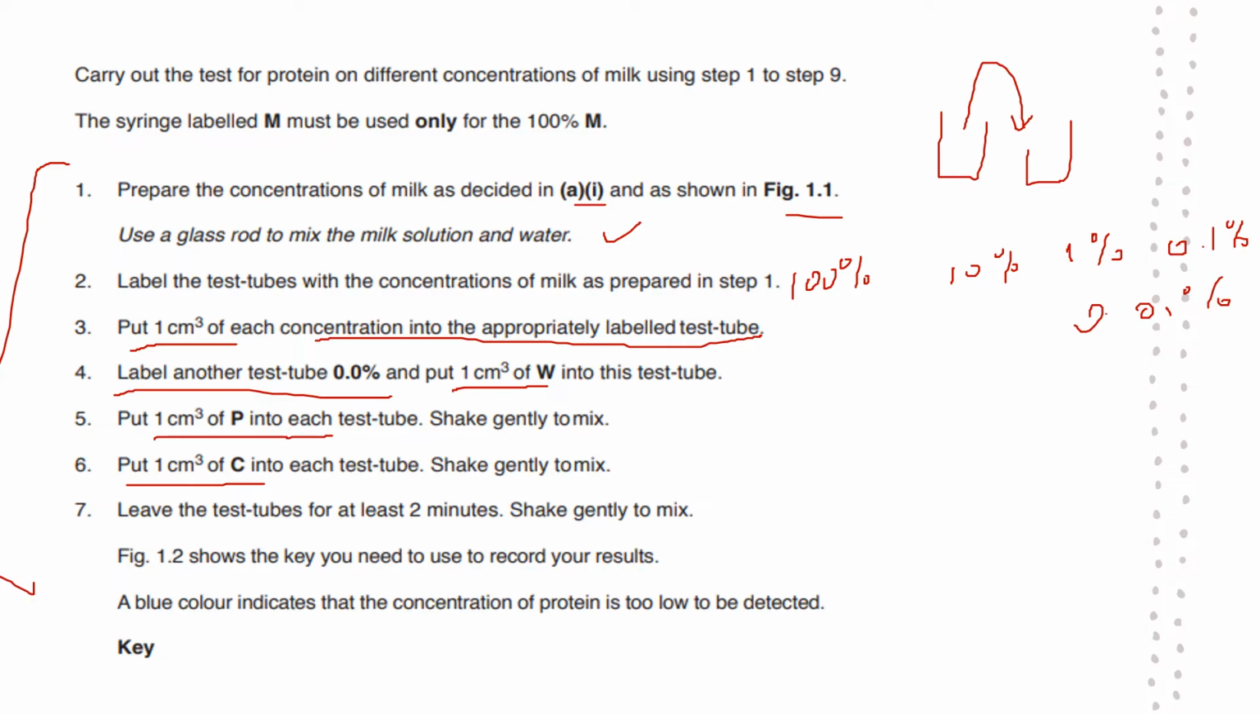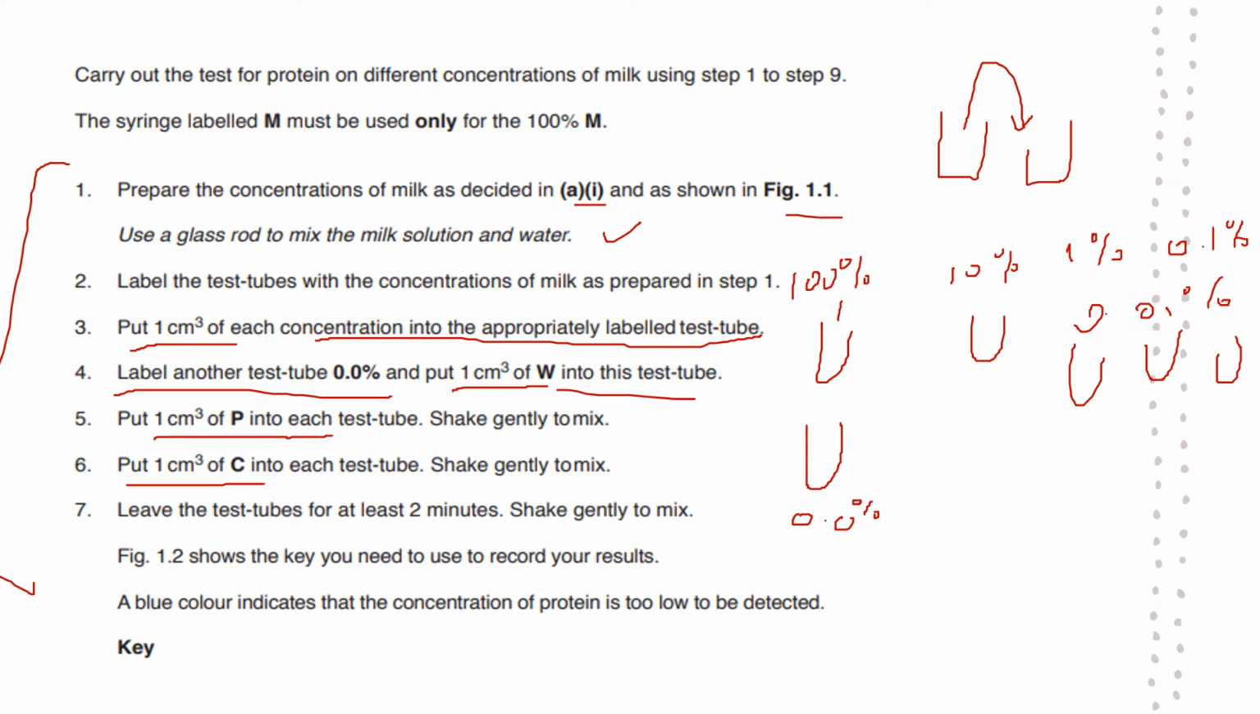So in each of these test tubes, you take 1 cubic centimeter from the beakers. So remember you did your serial dilution in a beaker. Now you're going to take 1 cubic centimeter from that beaker into a test tube. So that means you will have 5 different test tubes, all of which will be labeled with these concentrations. Then you have a 6th test tube where you have 0.0%. And in that 6th test tube, all you have to put in is water.